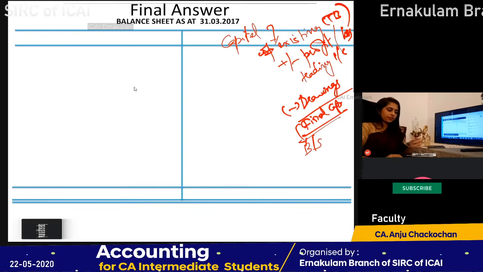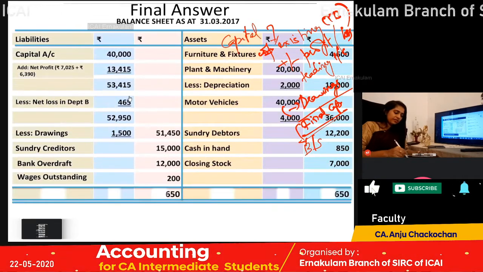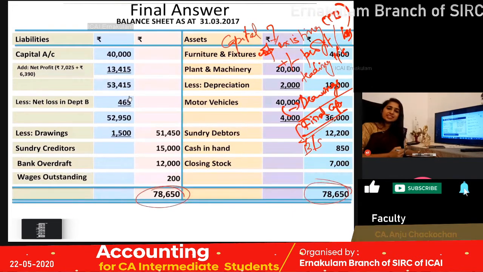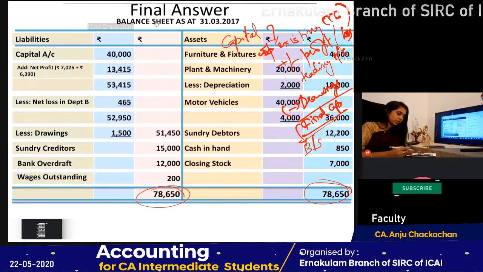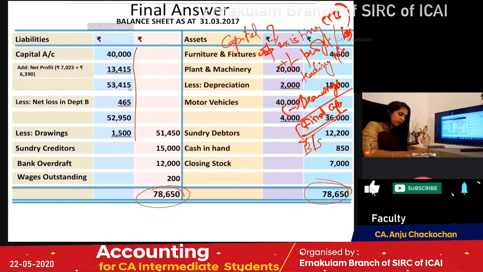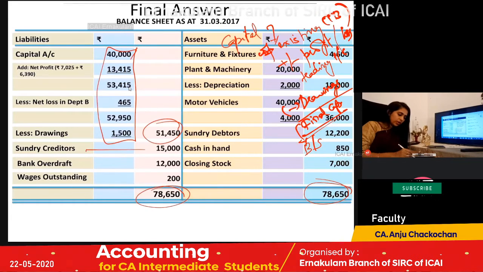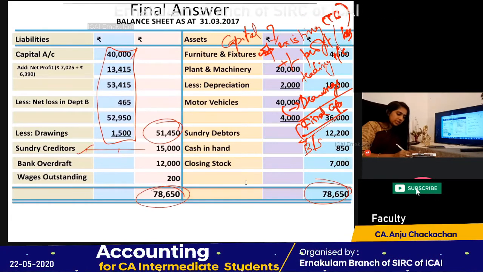Okay, so let's just check the answers. So here we go. Yes, 78,650 is the balance sheet total. Listen, the adjustment is only with respect to capital. Here we have the adjustment of capital. Creditors is given in the question. Please write the reference also.